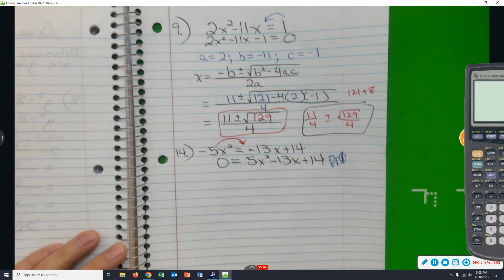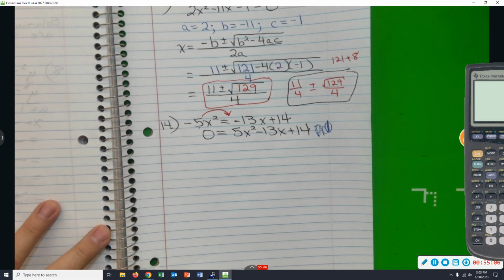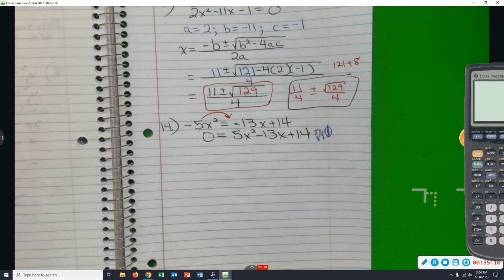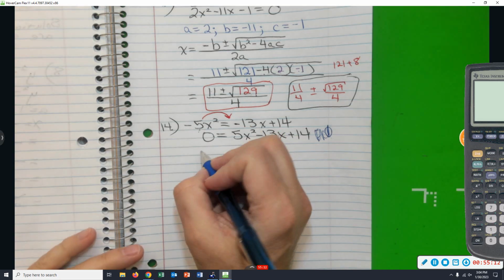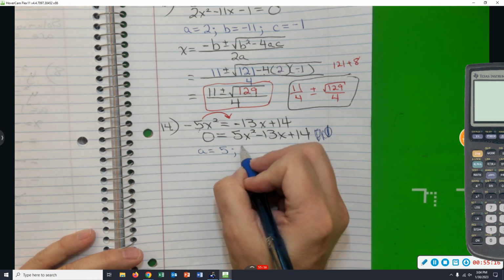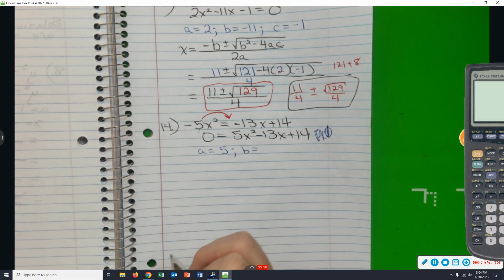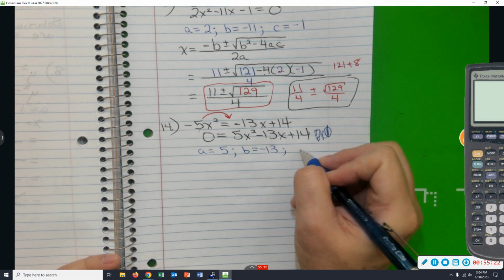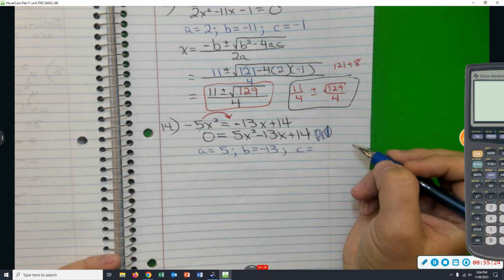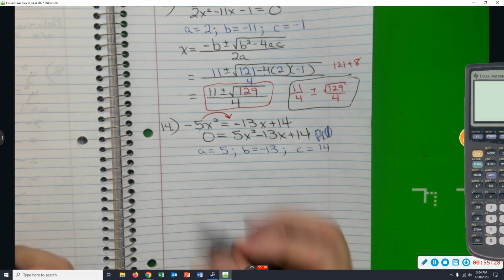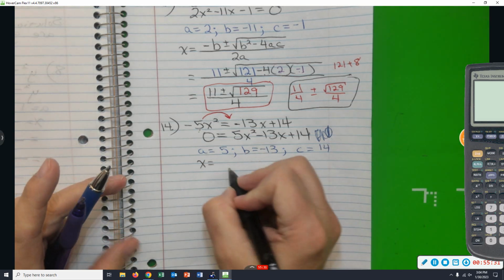So now write down the quadratic formula. No, write down your, identify A, B, and C first. Y'all call out A, B, and C. A equals 5, I agree. Always want A to be positive. B equals negative 13. And C equals 14, I agree. And we recall the quadratic formula.